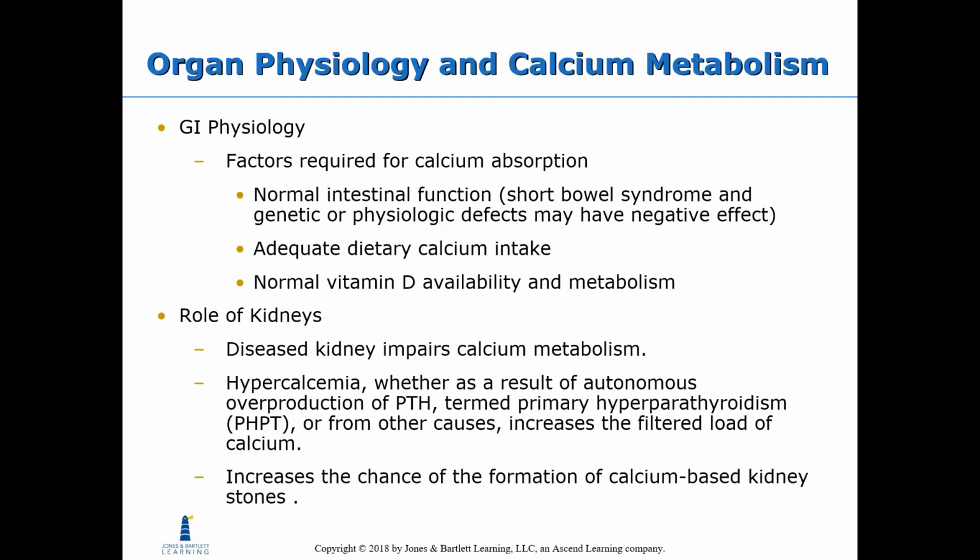GI physiology. Factors required for calcium absorption: normal intestinal function, since short bowel syndrome and genetic or physiological defects may have a negative effect; adequate dietary calcium intake; and normal vitamin D availability and metabolism. The role of the kidneys: diseased kidney impairs calcium metabolism. Hypercalcemia, whether as a result of autonomous overproduction of PTH, termed primary hyperparathyroidism, or from other causes, increases the filtered load of calcium. It increases the chance of the formation of calcium-based kidney stones.